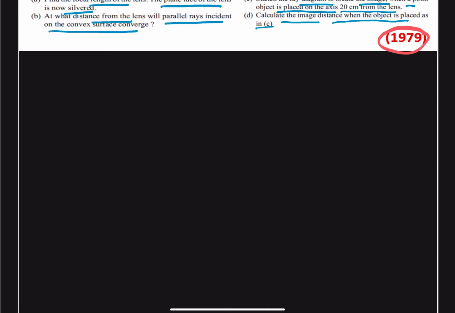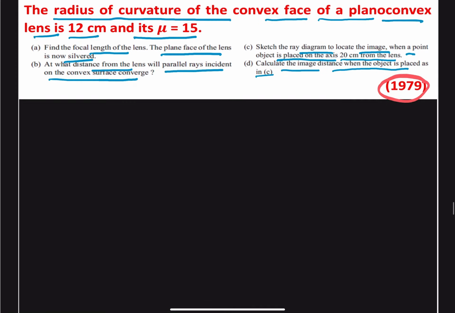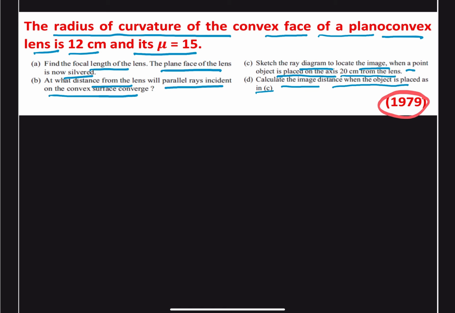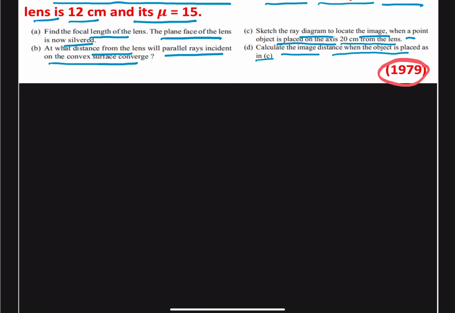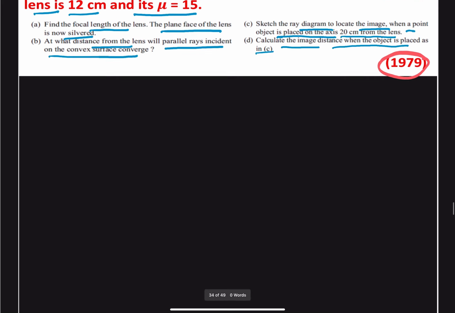We can divide this entire discussion into 3 parts. First is a simple plano-convex lens. Second, when the plane face is silvered. And third, we are going to solve the actual solution based on part B. So first we find the focal length of the lens.